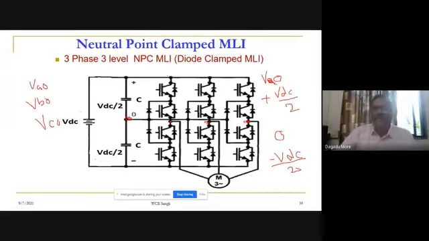But in three level, we get one additional voltage level. That will be VAO will be 0, or VBO will be 0, or VCO will be 0. So these are three levels.